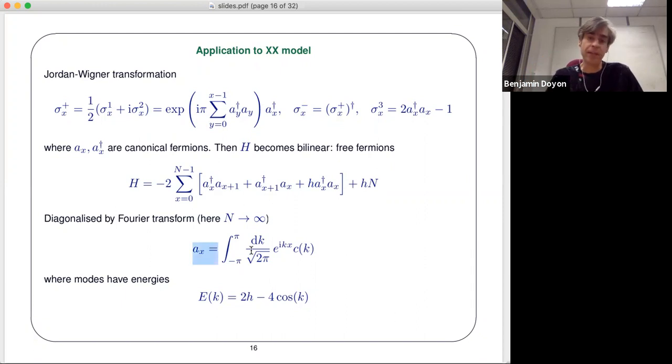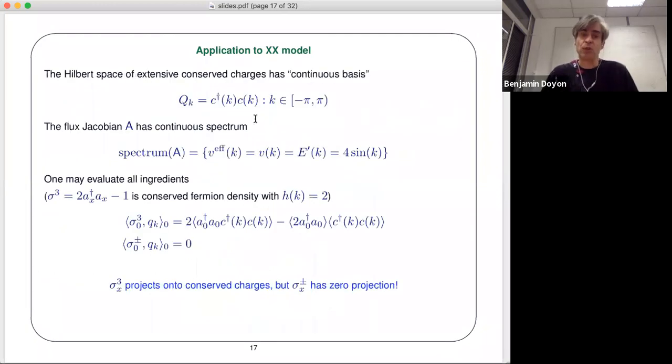If you go to the large n limit, then you simply do a Fourier transform, and from that you see that your energies have a particular form. And in the XX model, you can explicitly construct the conserved quantities. Essentially, you can take them as the occupation function, the fermion number operator. That tells you that the spectrum and the effective velocity are just the derivative of the energy, sine k. And you can easily evaluate the overlap between sigma 3 and any q_k, which has all these c dagger_k c_k, essentially. It's just a free fermion calculation.